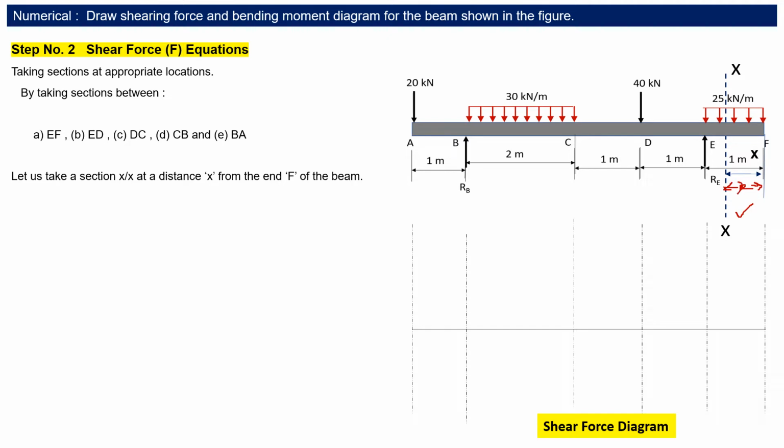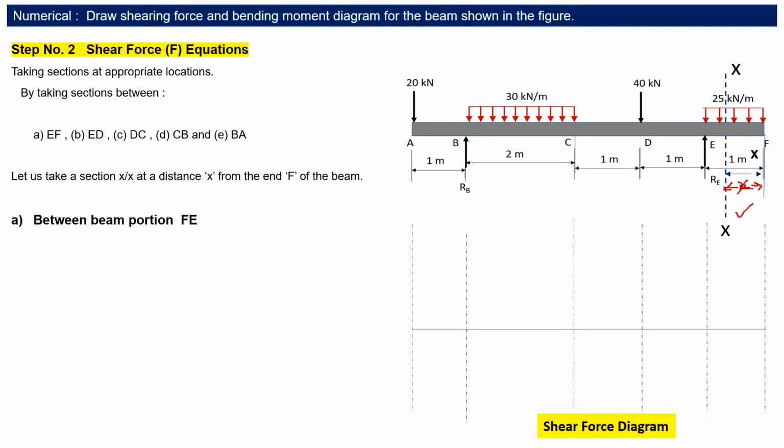So this is X. Now we have to calculate the shear force, and as per the definition, the shear force at a section can be calculated by taking the algebraic sum of all the forces either on the left side of the section or on the right side of the section, with the specific sign convention which we have taken and discussed in the previous numericals also.